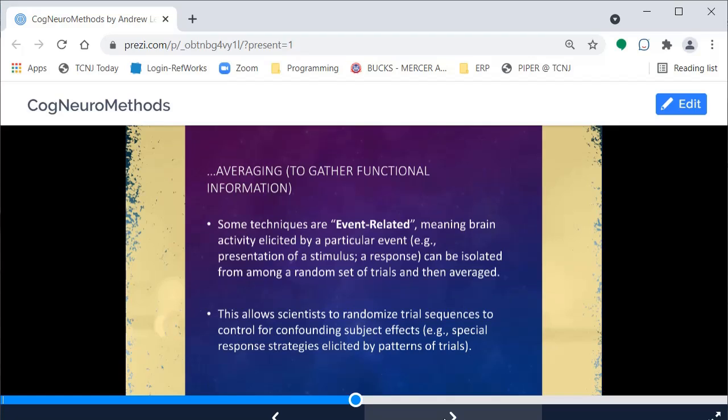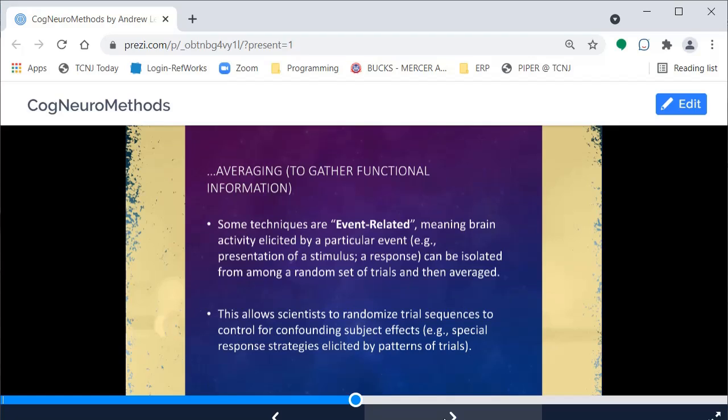That differs from some other technologies that are not event related, in particular PET, which we'll talk about, which images in a block. That means that everything in a block of trials has to be the same cognition or the same kind of event, because you can't go in and pick out individual events using that technology. So your trial sequences aren't random in that case. Now, for a lot of things, this isn't going to matter. If you're studying movement, things like that, it may not matter.